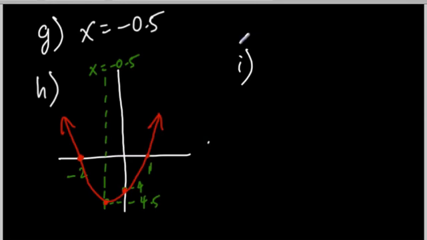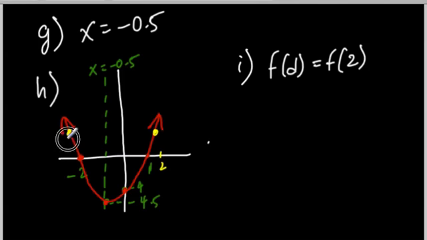Okay, here's I. So now I says find d, where f of d is equal to f of 2. So f of 2 should be, so let's say here's 2. So the corresponding output must be somewhere on this side, and that's d. So how do we find that? So that's where we have to use the axis of symmetry, because the corresponding point will be the equivalent distance away from the axis of symmetry.